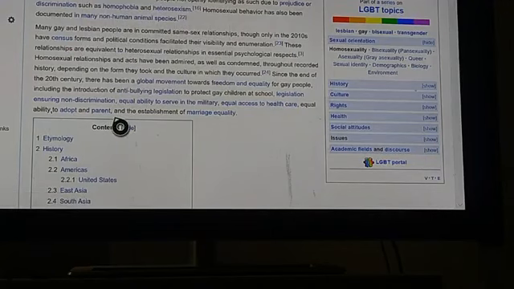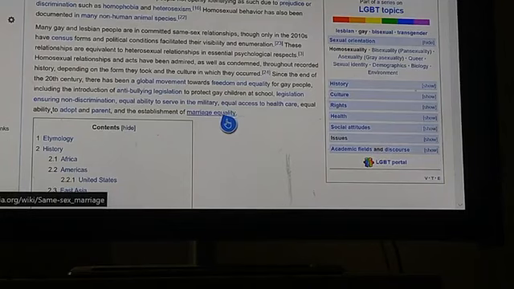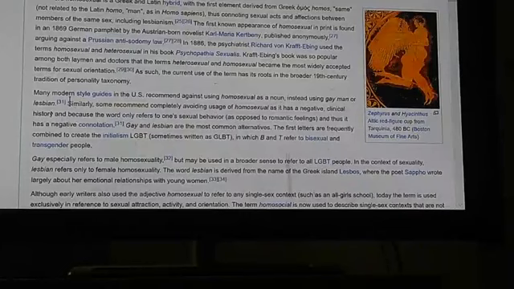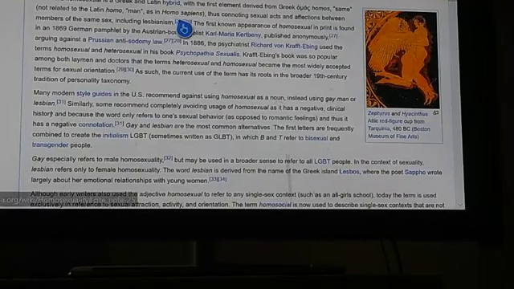Equal ability to adopt and parent, and the establishment of marriage equality. All from Rome, guys. All from Rome, right? So let's look at the etymology of the word. The word homosexual is a Greek and Latin hybrid. The first element derived from Greek homos, meaning same. Latin homo is man, like Homo sapiens, man. Thus connoting sexual acts and affections between members of the same sex, including lesbianism.